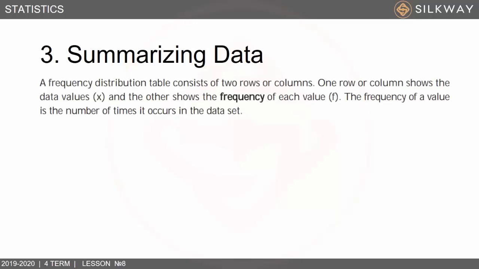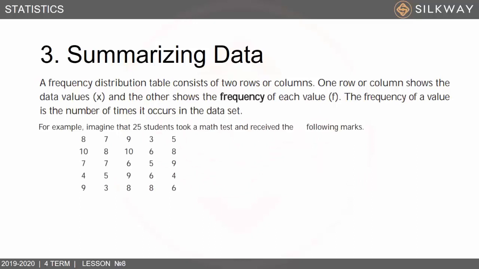Okay, third one, summarizing data. In order to describe a situation, draw conclusions or make predictions about events, the researcher must organize the data in a meaningful way. One convenient way of organizing the data is by using a frequency distribution table. A frequency distribution table consists of two rows or columns. One row or column shows the data values x and the other shows the frequency of each value f. The frequency of a value is the number of times it occurs in the dataset.